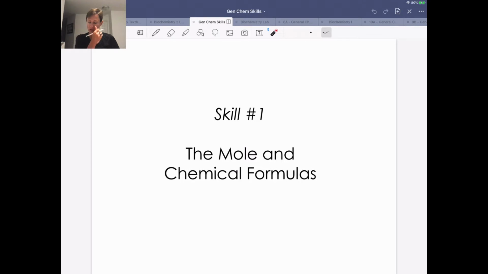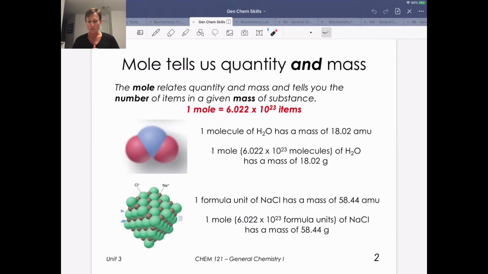And so the first thing that we're going to talk about, there are 4 skills total in this learning unit, is the mole and chemical formulas. So the mole is really how chemists count things. The mole allows us to relate quantity and mass. And again, it allows us to count things. So it tells us the number of items that we'll have in a given mass of a substance.